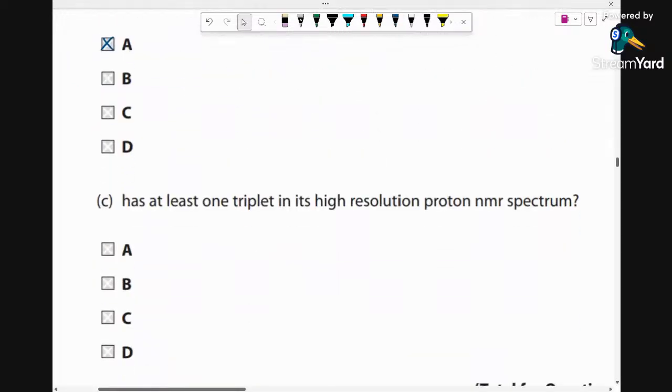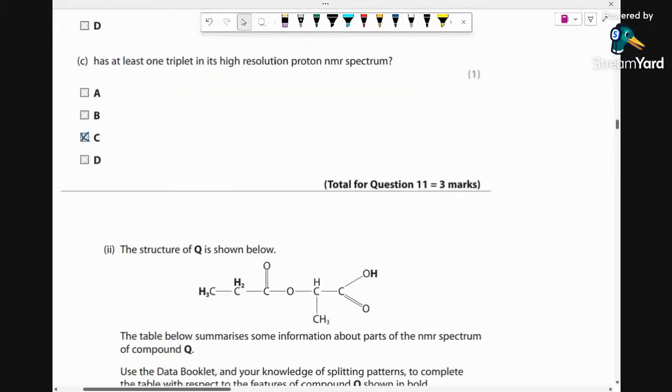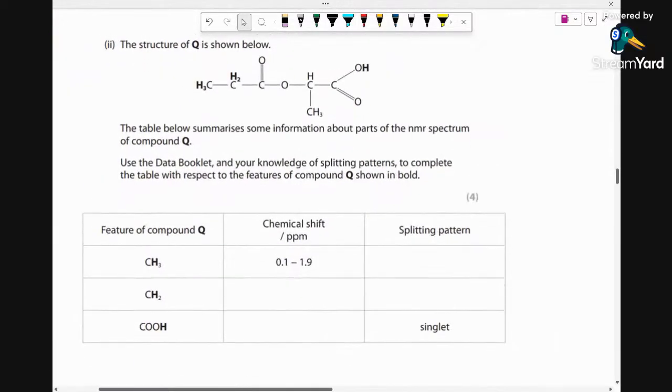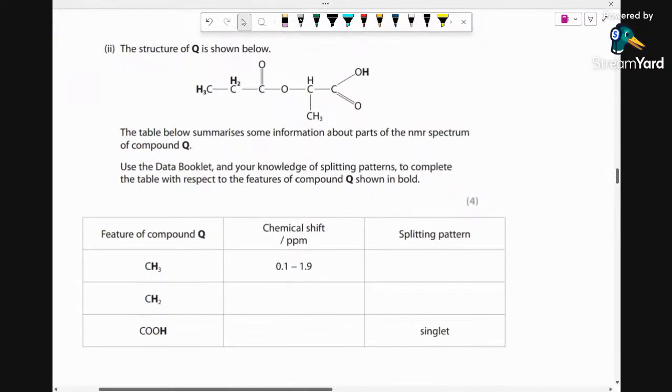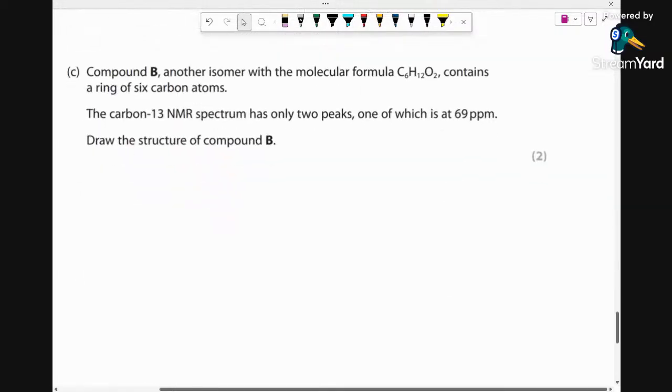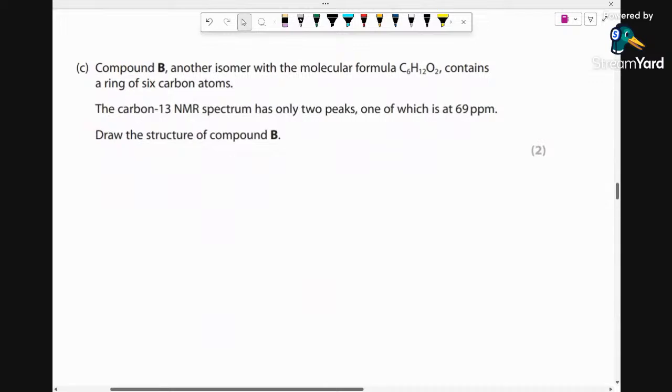Nice, always a fun game. Let's keep going. This question's just asking you to use the data book. Compound B, another isomer with the molecular formula C6H12O2, contains a ring of 6 carbons. Here's my cyclos, everybody.